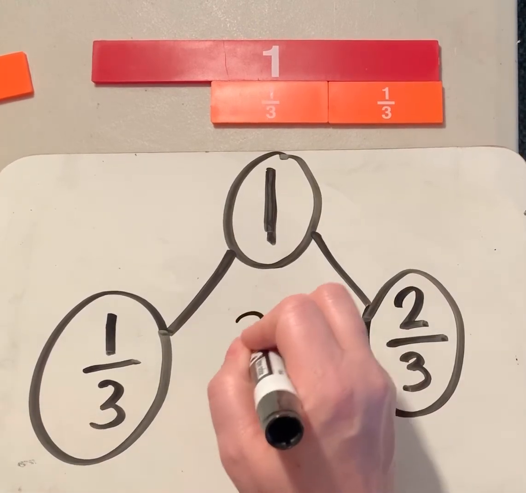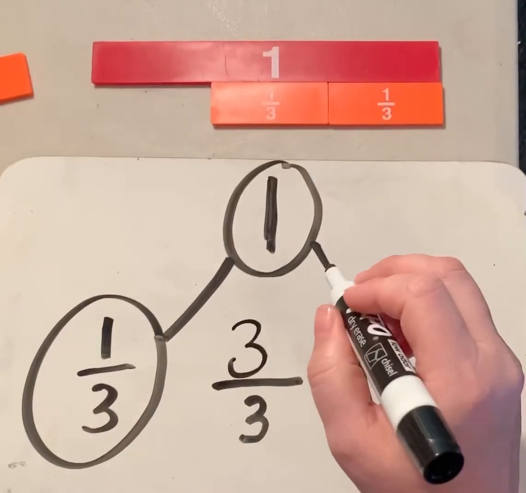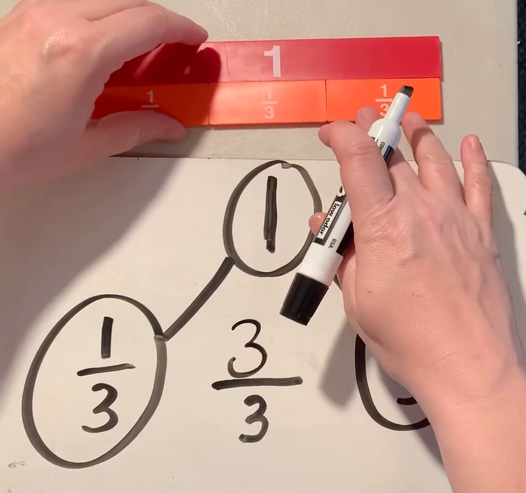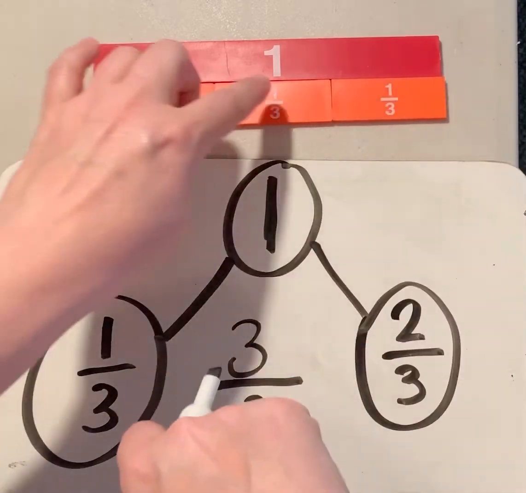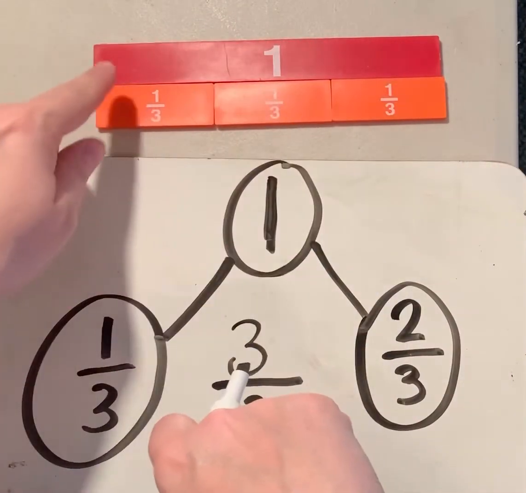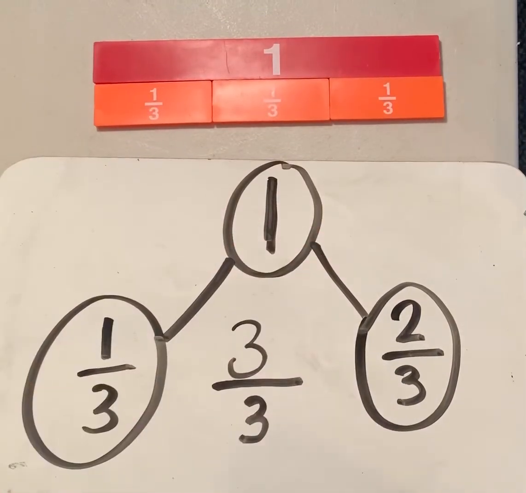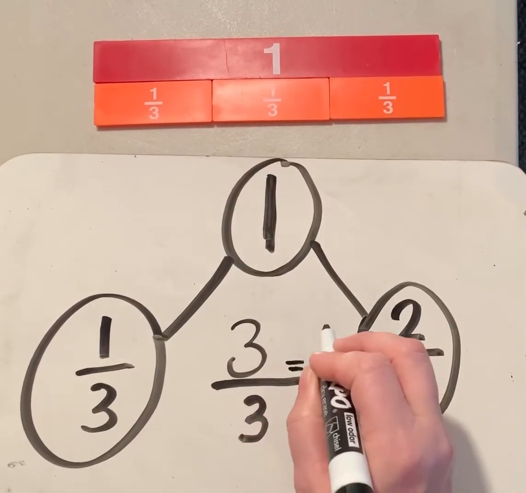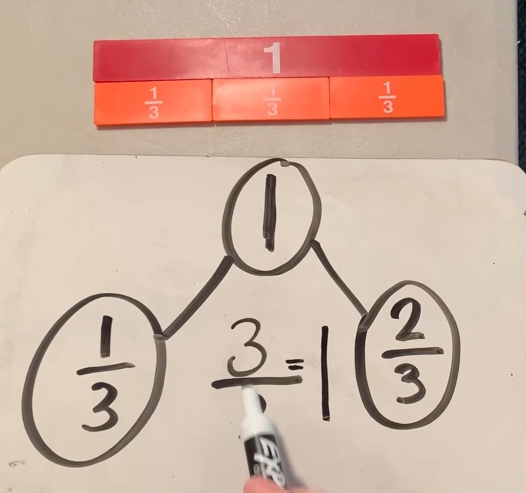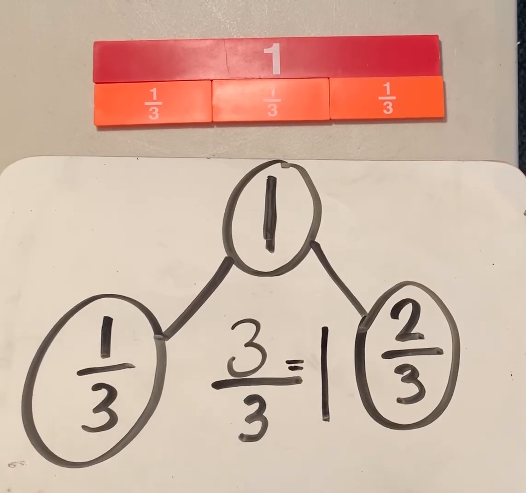So if I put 3 up here and I put this one back, I see that 1/3 plus 1/3 plus 1/3, 1/3, 2/3, 3/3 equals 1 whole. So that 3/3 is like saying it's 1 whole. When the numerator and the denominator are the same, that is the same as saying 1 whole.